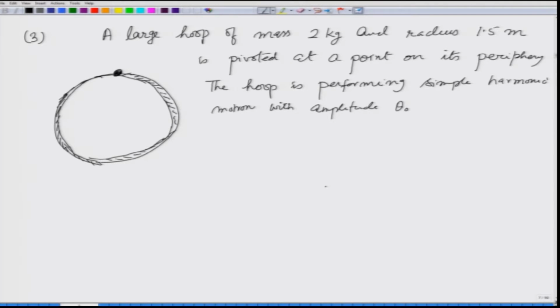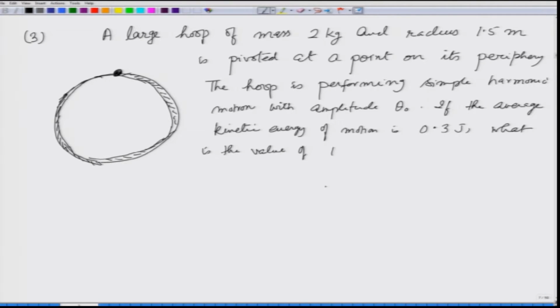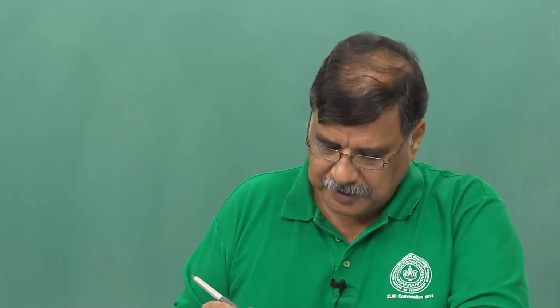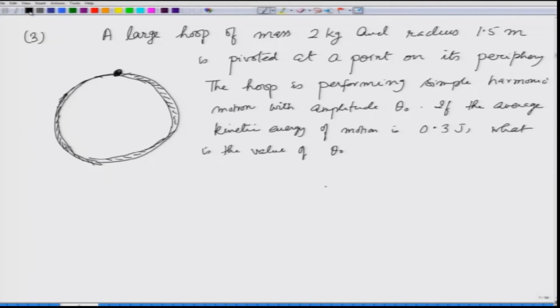theta 0 if the average kinetic energy of motion is 0.3 joules. What is the value of theta 0? You can do this problem in several different ways, but I will explain different terms. So, now the solution.